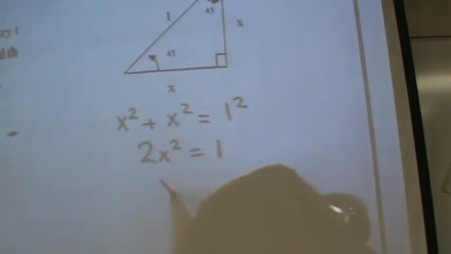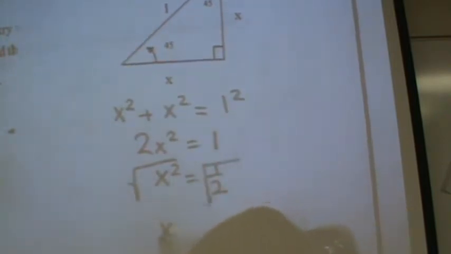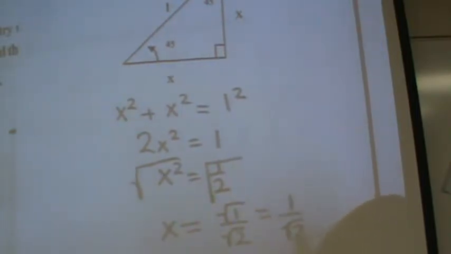Now, what is this? 2x squared equals 1, divide by 2, and then take the square root of each side. So x is the square root of 1 over the square root of 2. Well, the square root of 1 is 1, so it's 1 over root 2. So these two sides are 1 over root 2. You were guessing, and you were close.